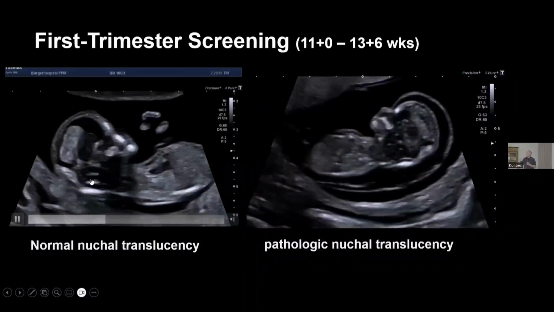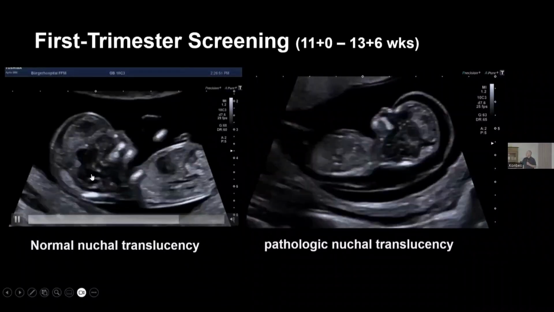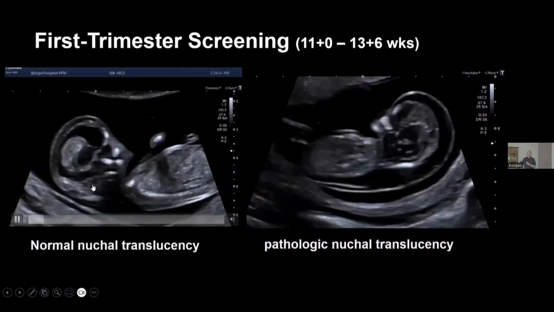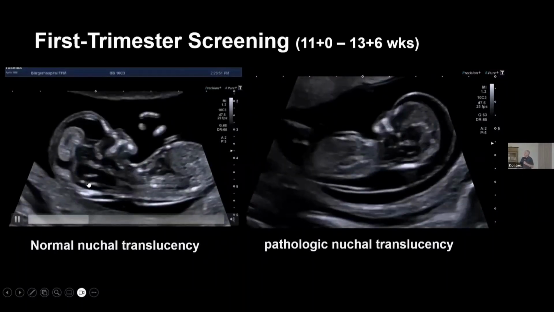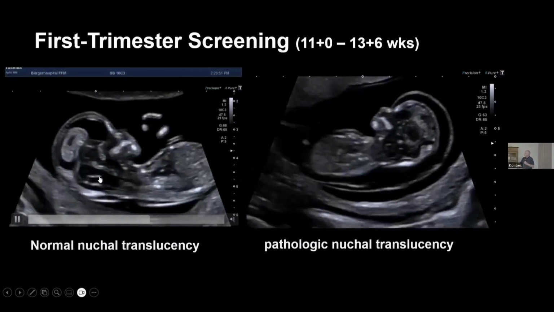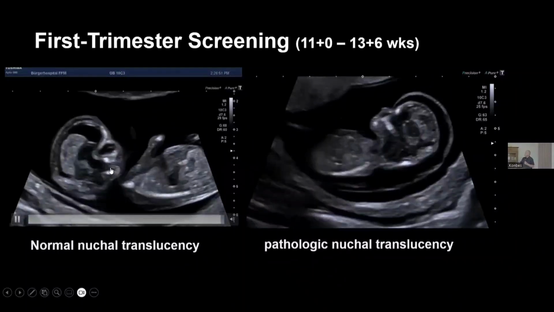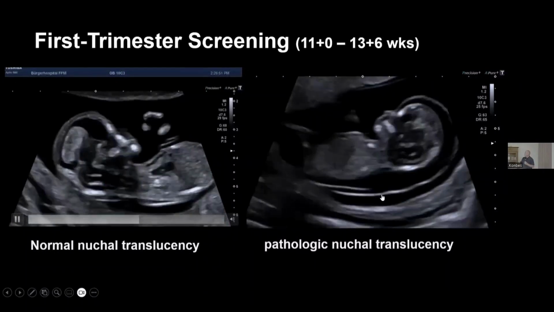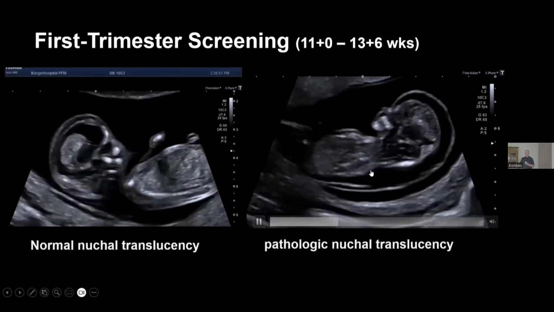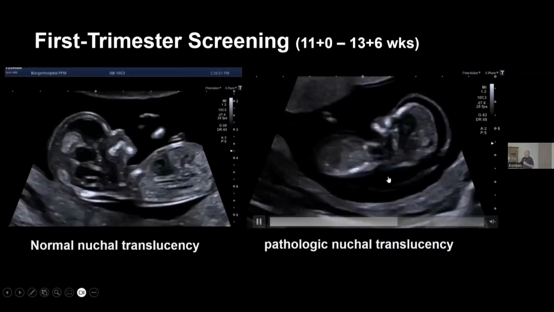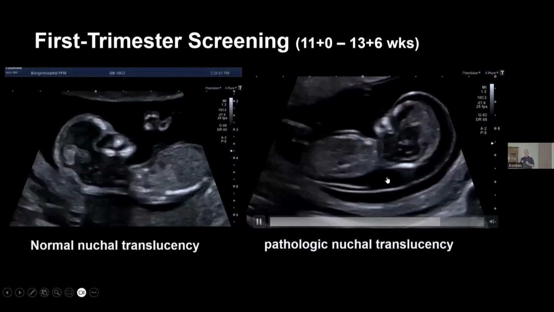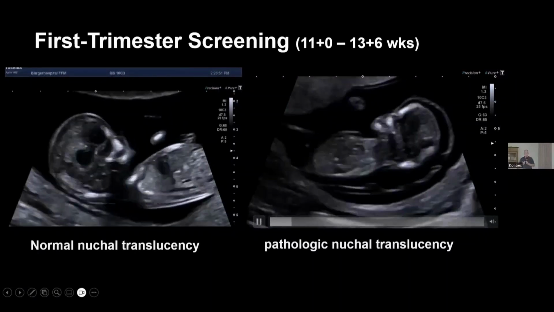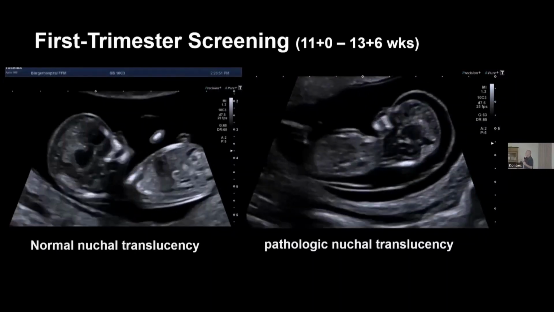We can see also the inner part of the brain with the cisterna magna, with the brain stem. We can see the maxilla and also the nasal bone. But on the left side, we see a rapidly increased nuchal translucency. So what should we do now? How would you like to counsel this patient?